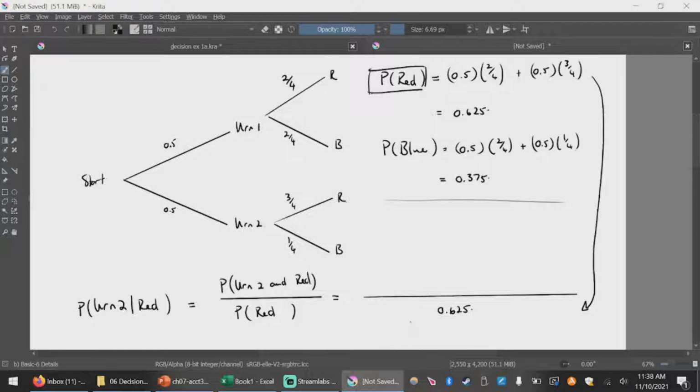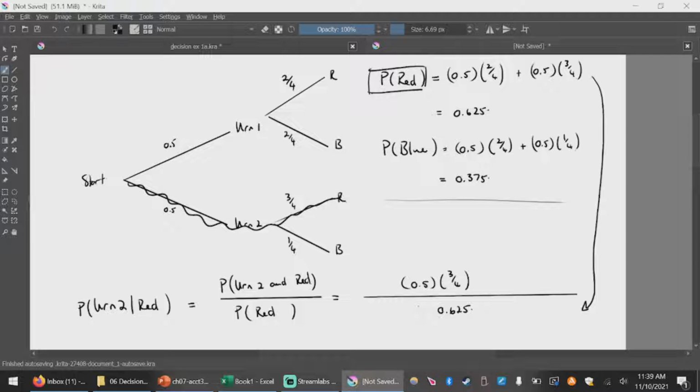So we've done some of it already. The top probability is a conventional probability, not conditional. Urn 2 and red. So I identify the paths that get me urn 2 and red. It's this one. I multiply along the path. There's only one of them. Multiply along the path, 0.5 times 3 over 4. It's the only path that can get me both of these requirements. That's the AND requirement, right? Intersection. I need both of them.